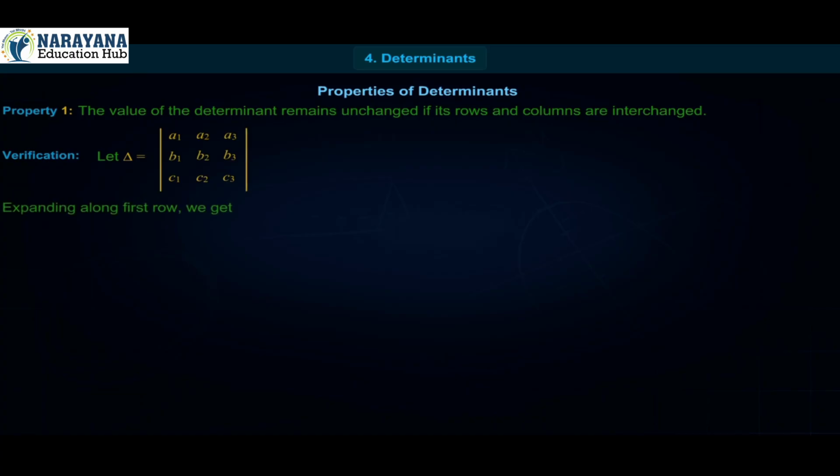Expanding along the first row, we get delta is equal to A1 into determinant [B2, B3; C2, C3] minus A2 into determinant [B1, B3; C1, C3] plus A3 into determinant [B1, B2; C1, C2], which is equal to A1 into (B2 C3 minus B3 C2) minus A2 into (B1 C3 minus B3 C1) plus A3 into (B1 C2 minus B2 C1).